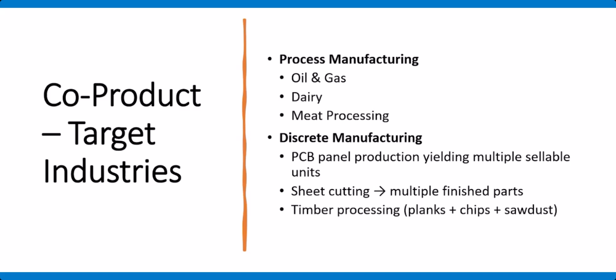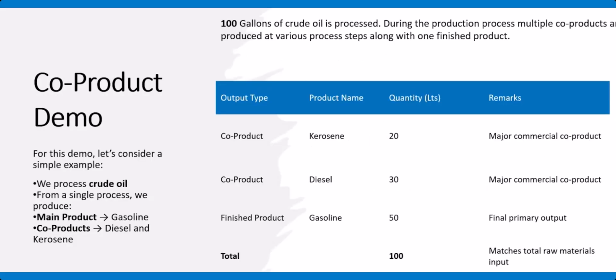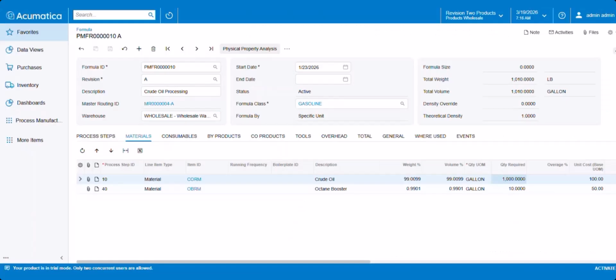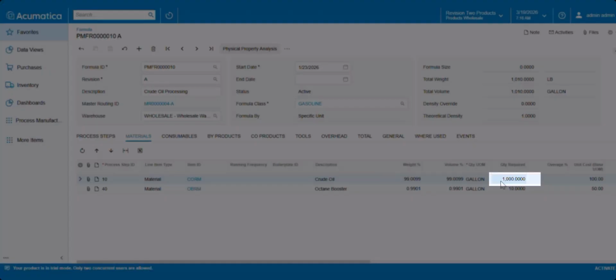For this demo, let's consider a simple example. We process crude oil. From a single process, we produce main product, gasoline, and co-products, diesel and kerosene. Now moving into the system. This is the formula for crude oil processing for 1,000 gallons of crude oil.